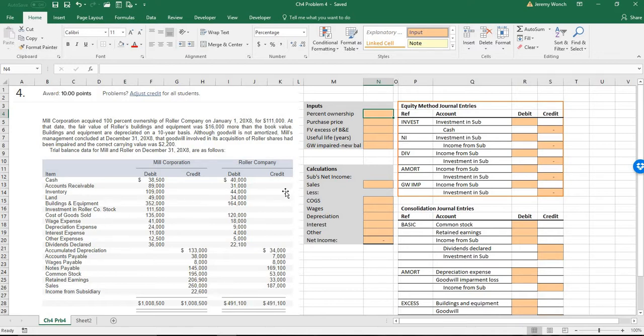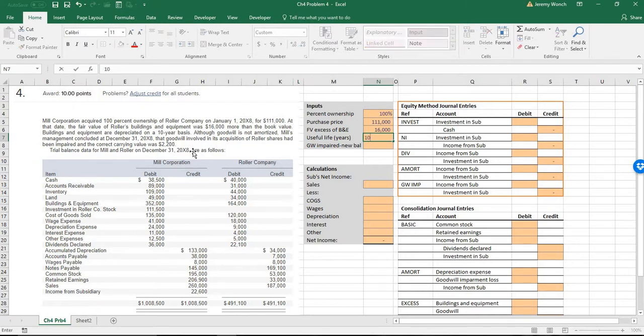So anyways, let's just walk through this problem, and it does have a couple wrinkles that make it a little bit more difficult. We have the problem in Connect here with information, and we have our trial balance, so let's just pull out the information that we need, just to make it easier to see. So we bought 100% of it, and the purchase price was $111,000. And then it also tells us that the buildings and equipment fair value was $16,000 higher than book. So the excess was $16,000.